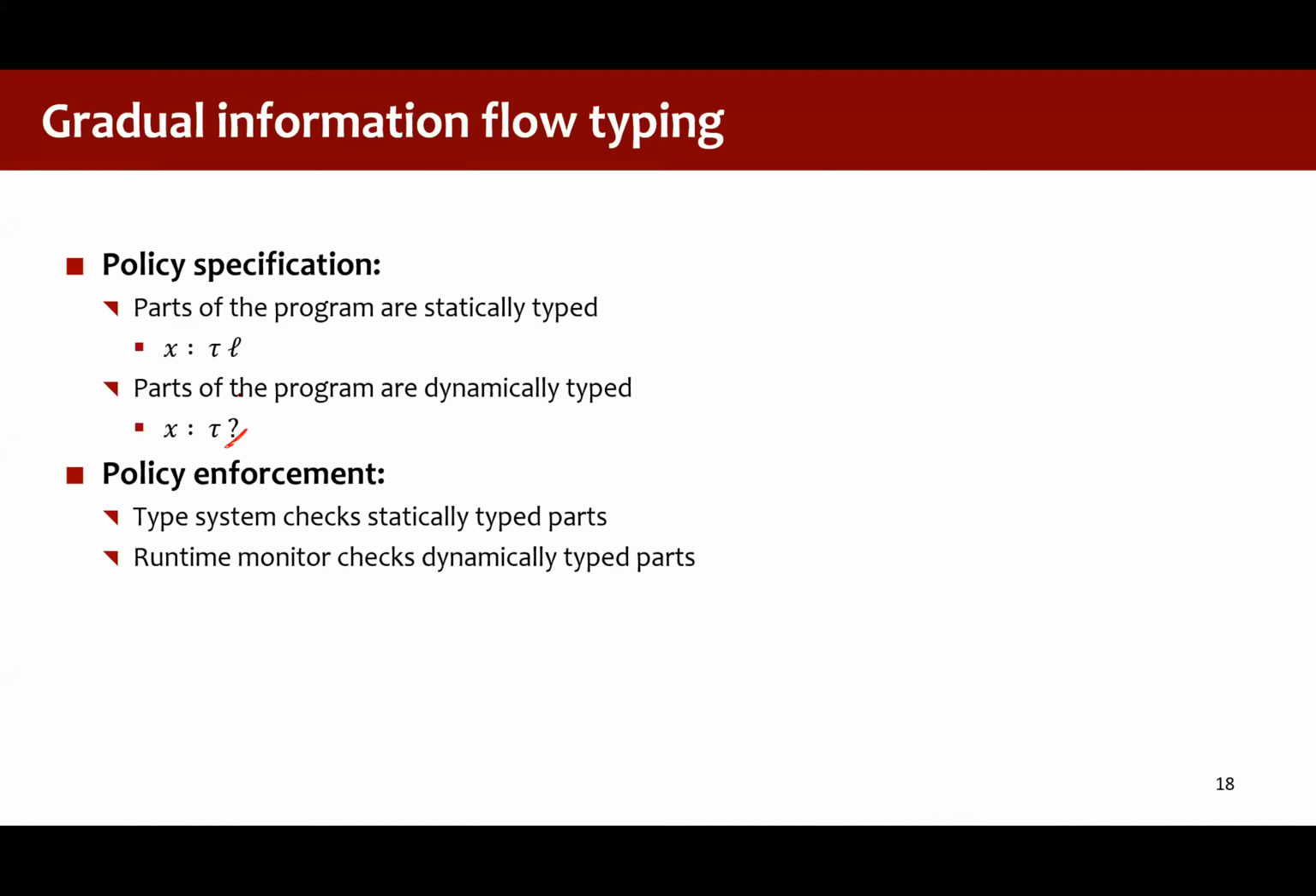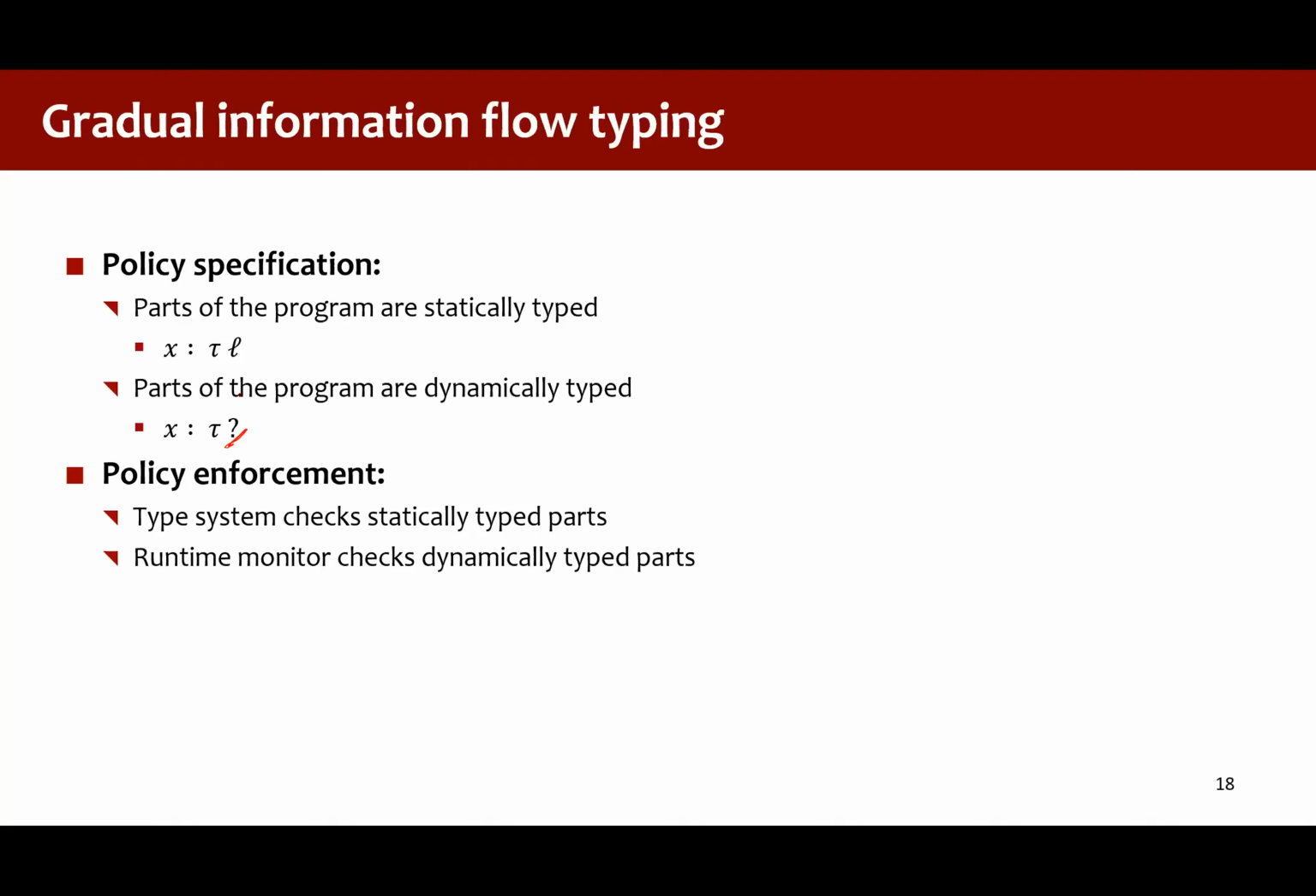So essentially here, the type system would check all the static parts and rule out bad programs, the ones the type system knows for sure are going to leak information. And then for the question mark, the type system is not going to do anything about it. It will just let it go. Instead, we're going to ask the runtime monitor to make sure that at runtime, these question mark labels behave properly.